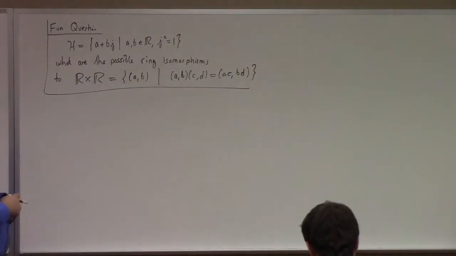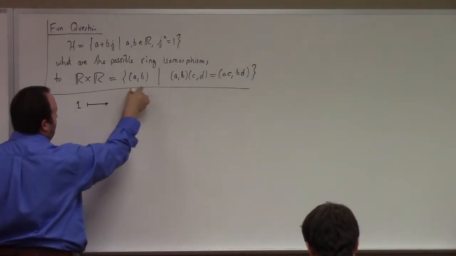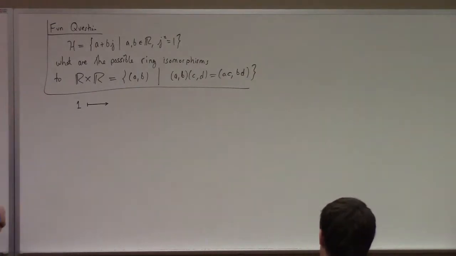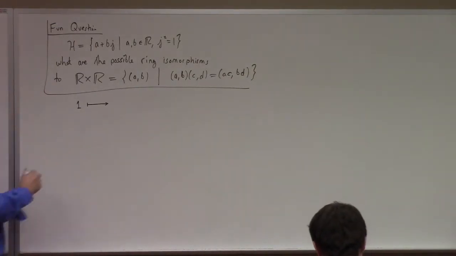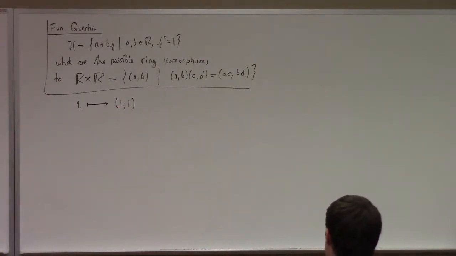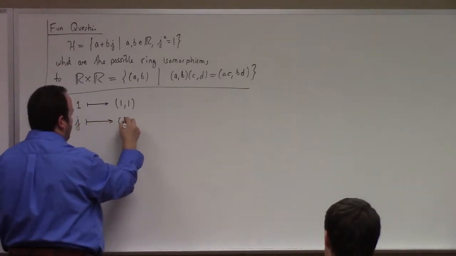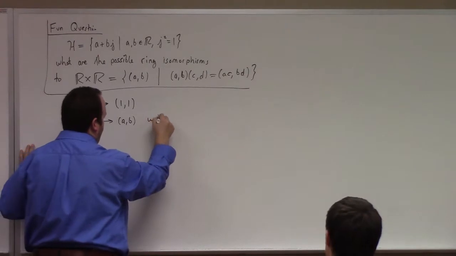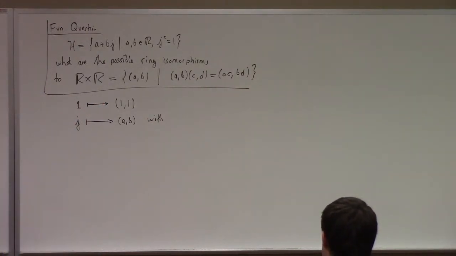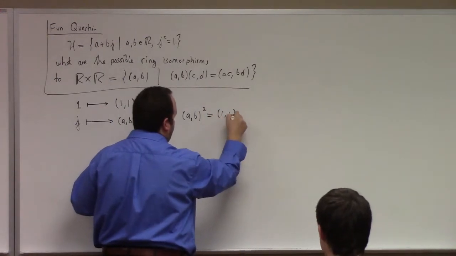Basically, generators have to go to generators, right? So the 1 has to map to the 1. What's 1 in the direct product of R and R? Yeah, it's (1, 1). This is the identity in here. If we multiply that times anything in R cross R, we get back to that thing again. And the other thing, and here's the thing that's interesting, is J. J has to map to something, let's say (a, b), which satisfies the same relation as J. J squared is equal to 1, which means whatever J maps to has to satisfy (a, b) squared equals (1, 1).